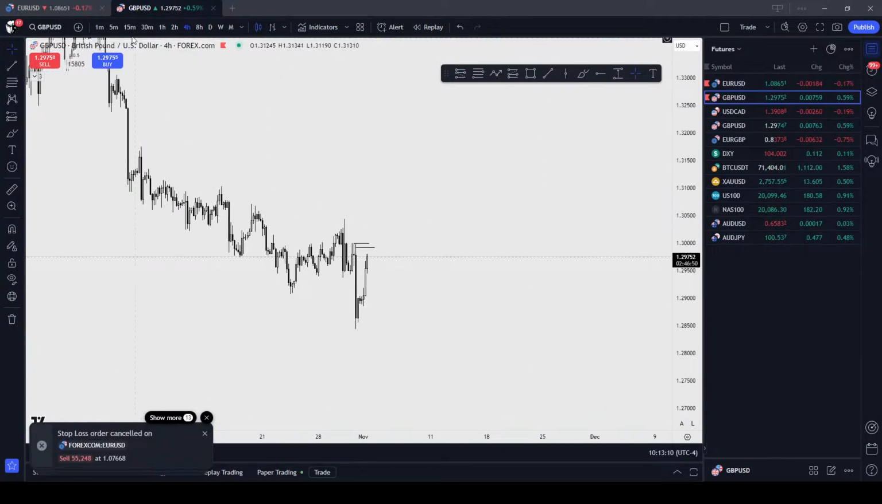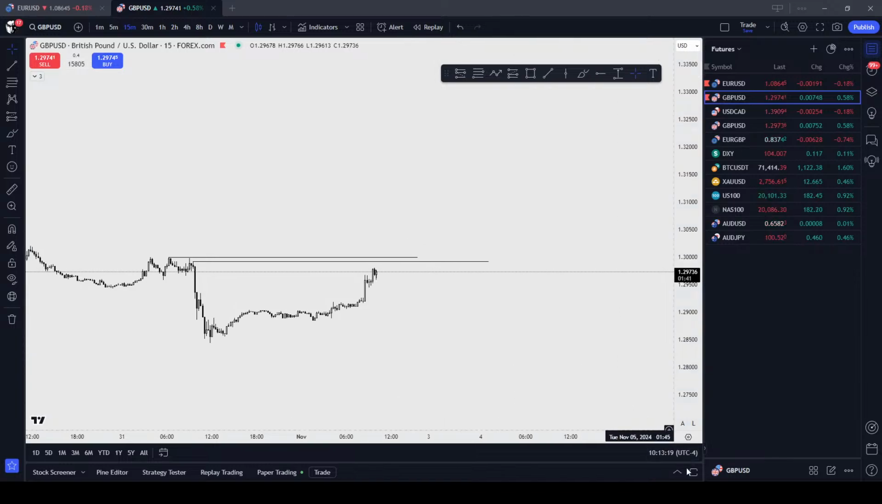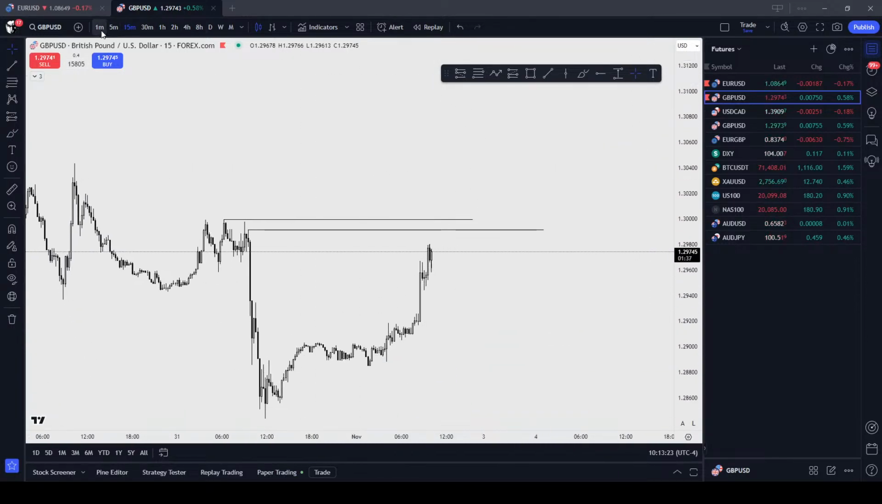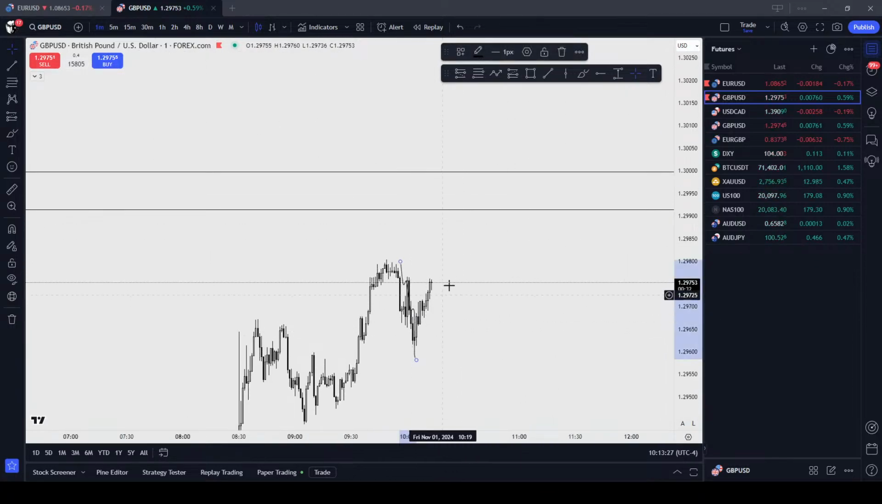What is happening on pound? Stop loss order cancelled. What the? I didn't have any stop loss order. Okay. Pound going up again. Pound going up again.